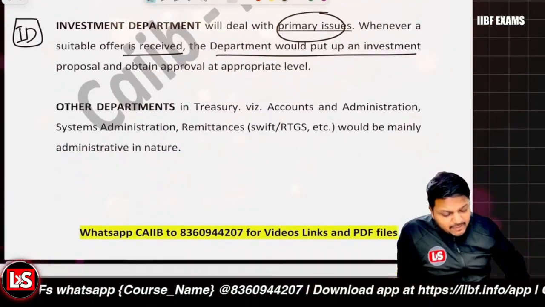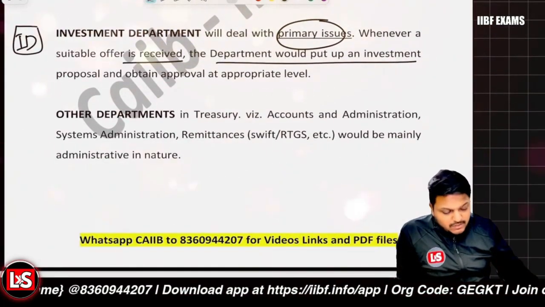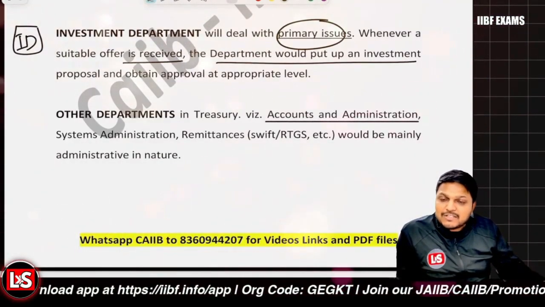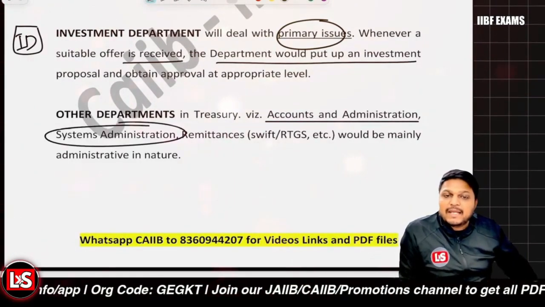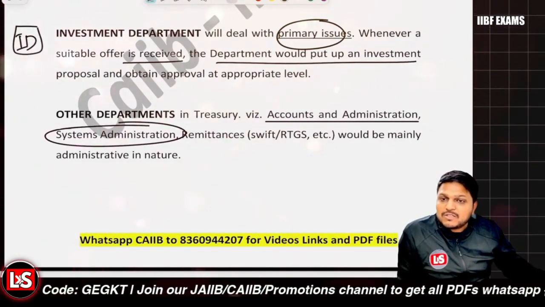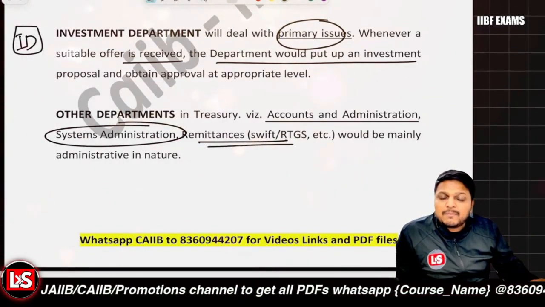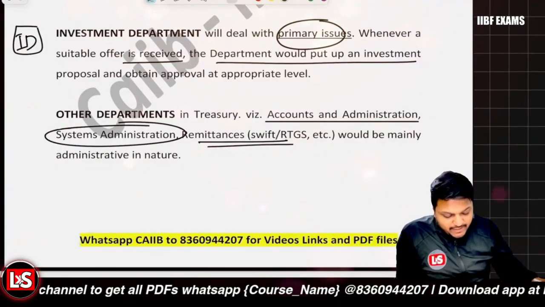And there are other departments also, like we have the accounting and administration department, which is going to manage the treasury accounting and administration. The system administration department is going to manage the treasury technology systems, and the remittance department is going to handle the payment systems like Swift or RTGS or NEFT. Those are to be handled by it.